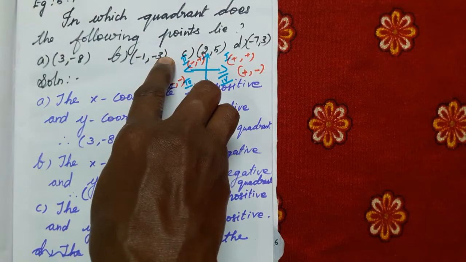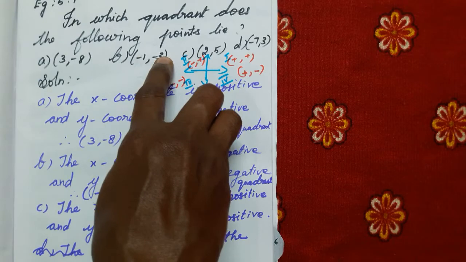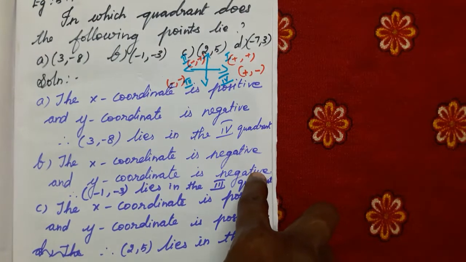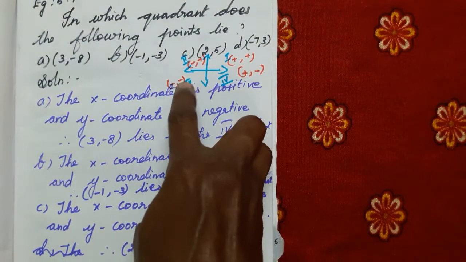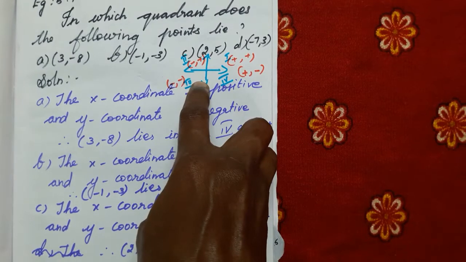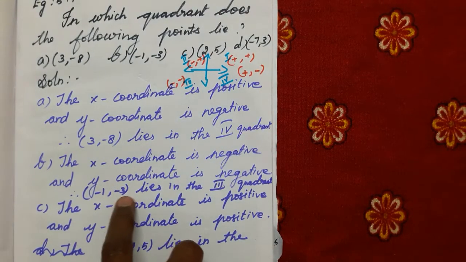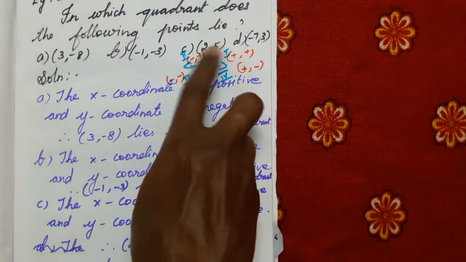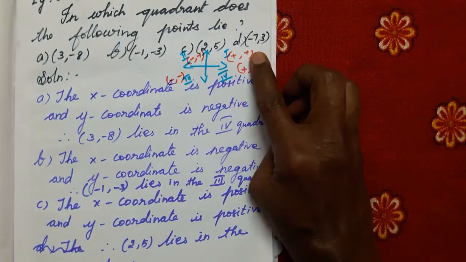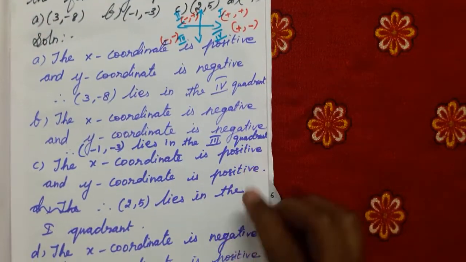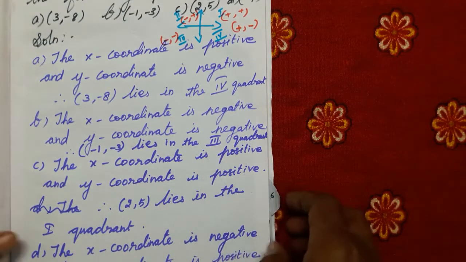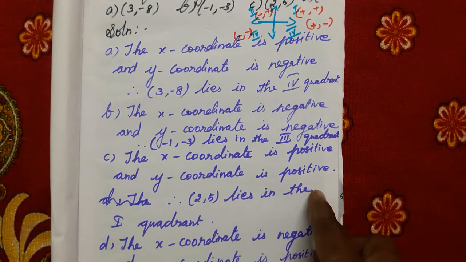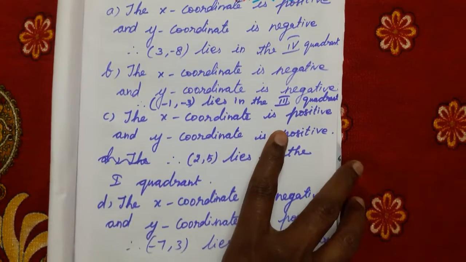Next, minus 1 comma minus 3. Both are negative. The x coordinate is negative and the y coordinate is negative. So, both negative means which quadrant? Third quadrant. Therefore, minus 1 comma minus 3 lies in the third quadrant. Next, C, 2 comma 5. Both are positive, so the x coordinate is positive and the y coordinate is positive. Therefore, 2 comma 5 lies in the first quadrant.